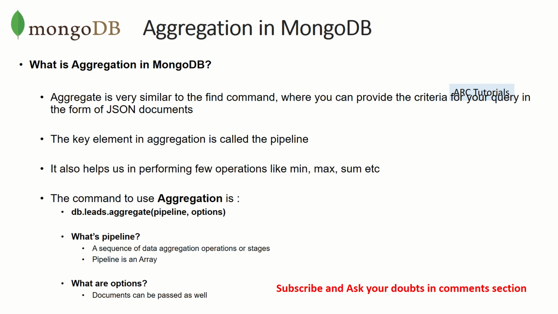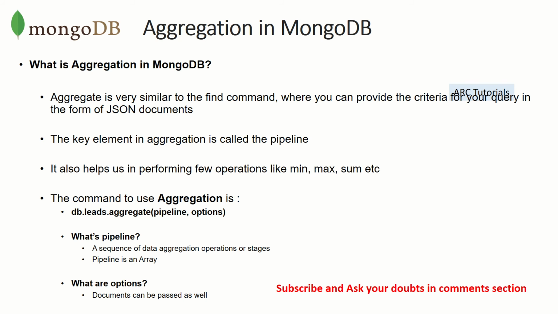Now the important thing about aggregation is called a pipeline. A pipeline has multiple stages that it can take, and they help us with different operations like min, max, sum, limit, sort, etc. A stage is nothing but an operation, a particular function that we perform.